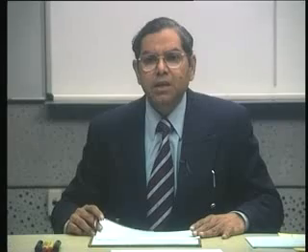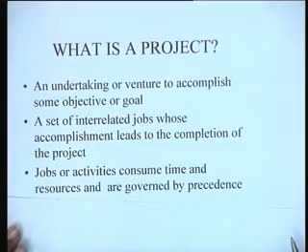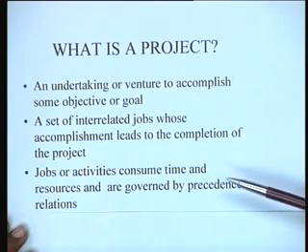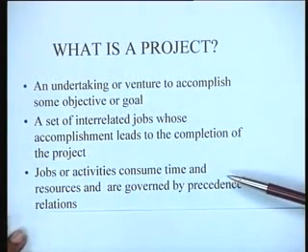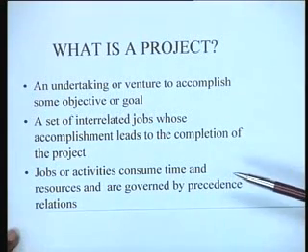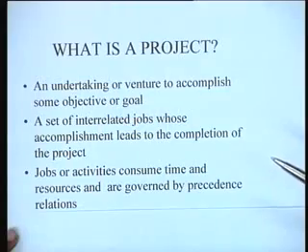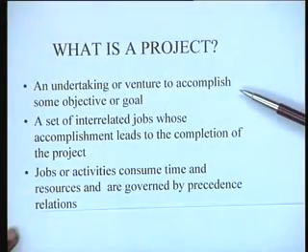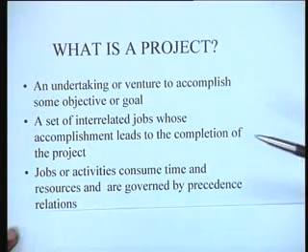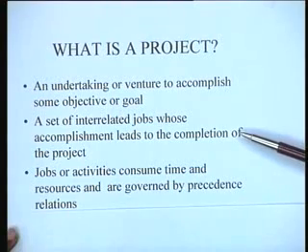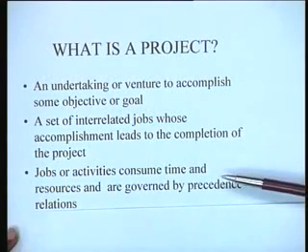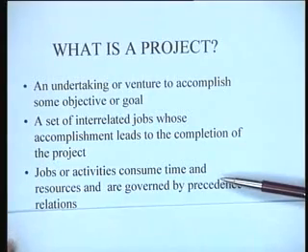Now, because these jobs are the constituents of a project, we must understand what these jobs or activities really are. When you view these jobs or activities, we must remember that they consume time and resources and are governed by precedence relations. So we have tried to look at a project from three different angles. We have tried to identify what the objective of a project is. We have tried to identify what the constituents of a project are. And then we have tried to look at the basic composition of these jobs or activities, which are very important because they are the ones which consume time and resources and are actually responsible for project completion.